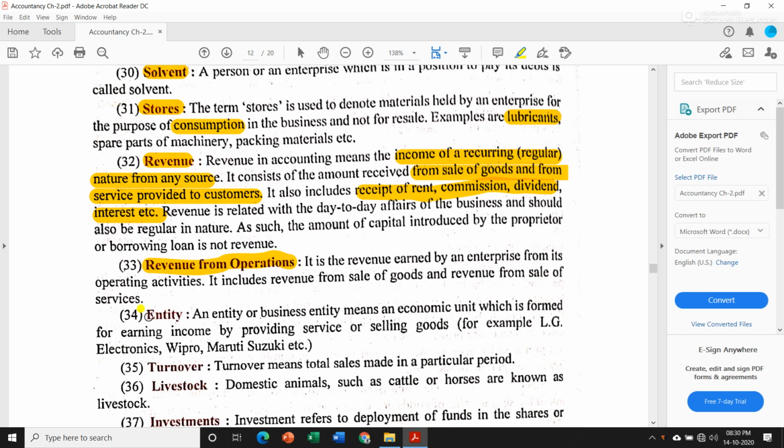Now next is entity. An entity or business entity means an economic unit which is formed for earning income by providing service or selling goods, for example LG Electronics, Wipro. Now when you form a business, that is nothing but your entity. Okay, like big companies, LG Electronics, Wipro, Maruti Suzuki, they are companies as well as business entities because they are treated as separate from the owner of that business.